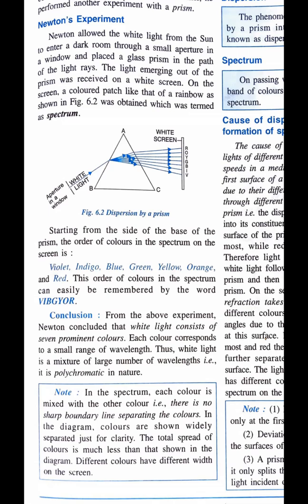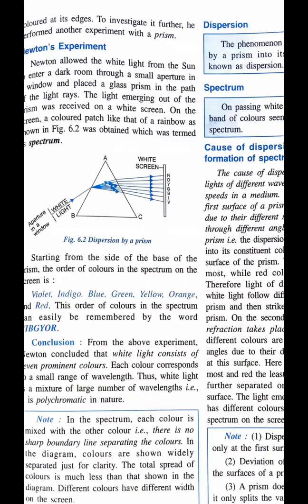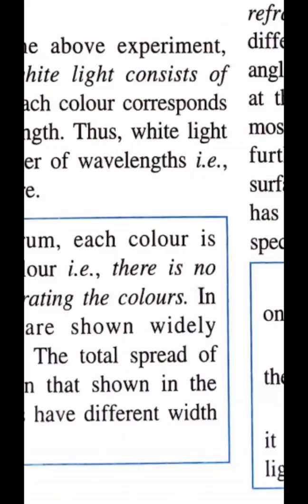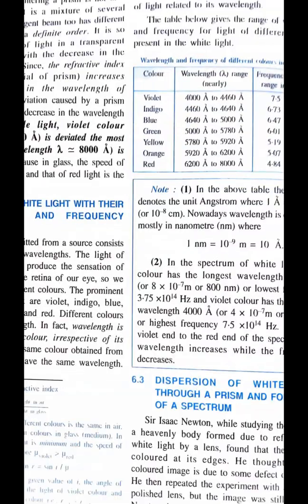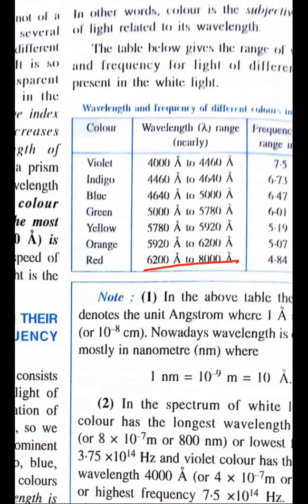Different colors have different widths on the screen. So the width will also be different. The width difference depends on the range. So red will have the maximum width. Yes or no? Because it has the maximum wavelength range under it.